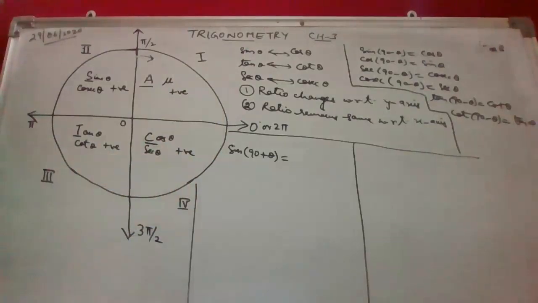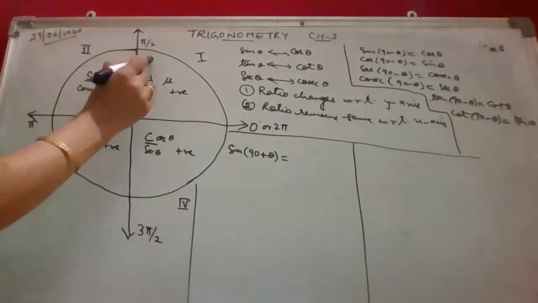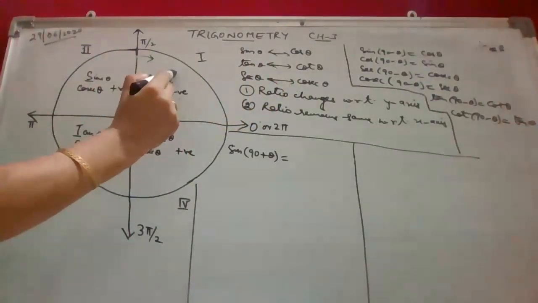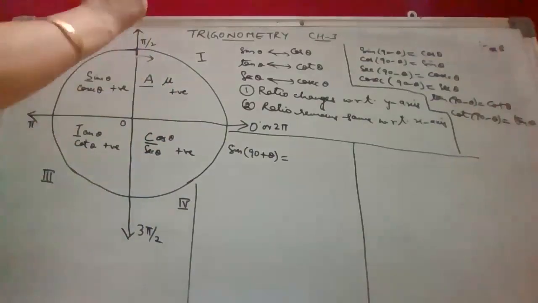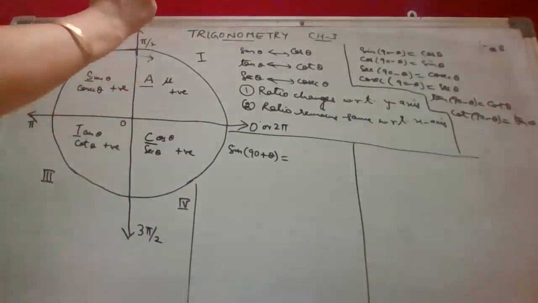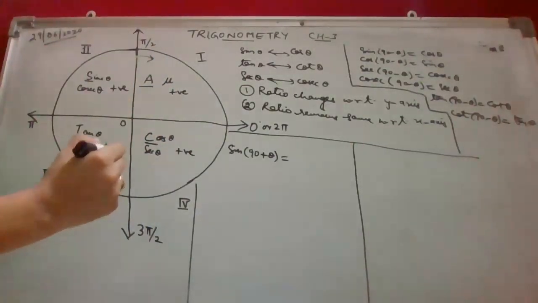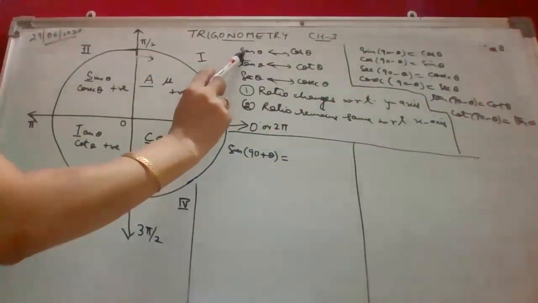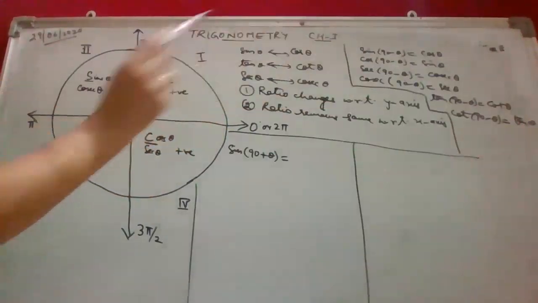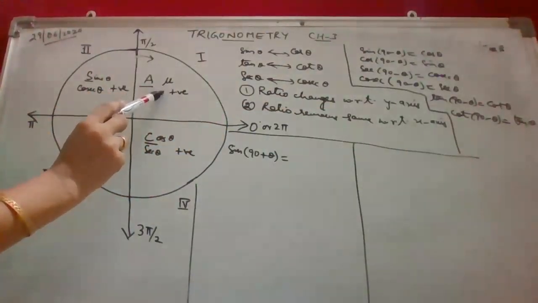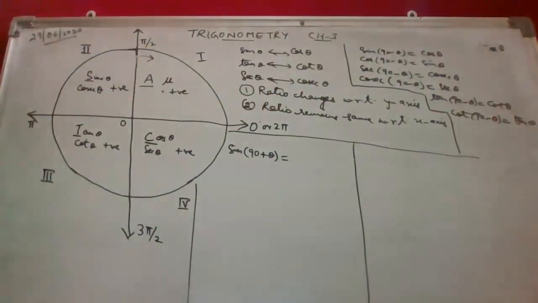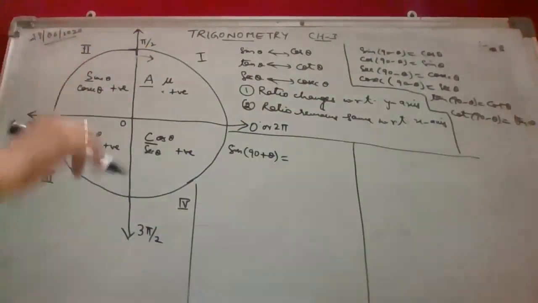So cos(90 minus theta) again changes to sin theta. 90 minus means we are first coming to the first quadrant. The ratio changes with respect to the y-axis, and 90 degrees is on the y-axis. So it converts to sin theta, with a plus sign because all the ratios are positive in the first quadrant. This is how we are getting the others. Now let me explain something else.